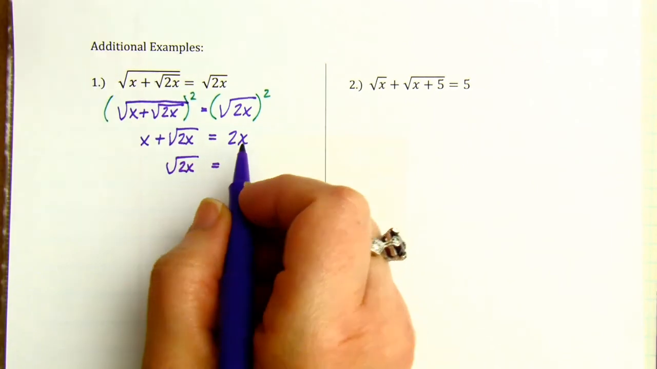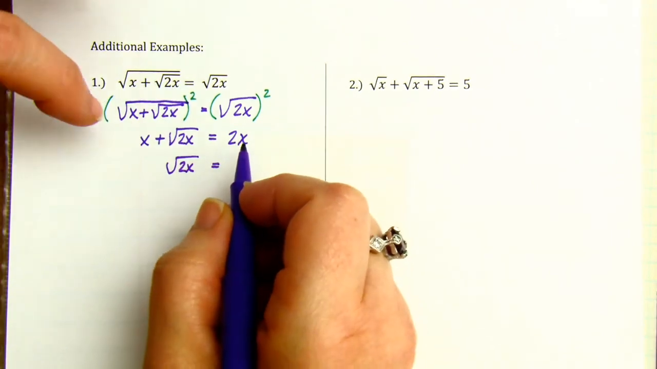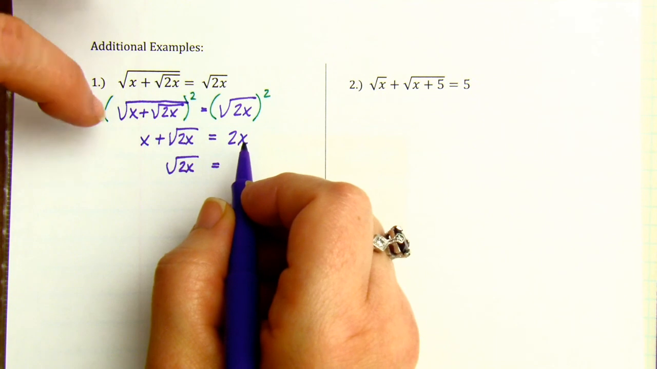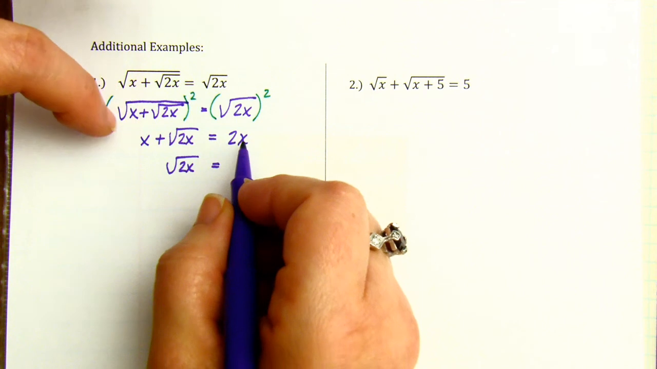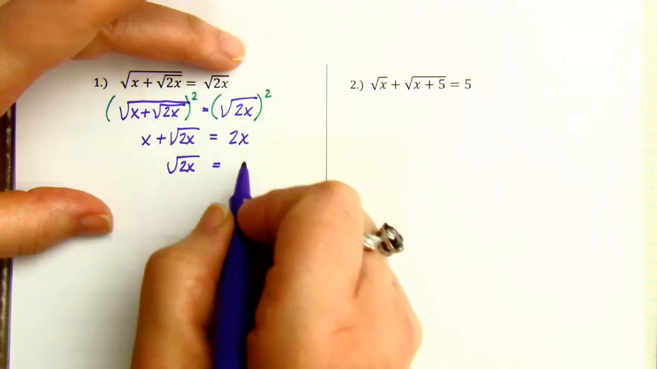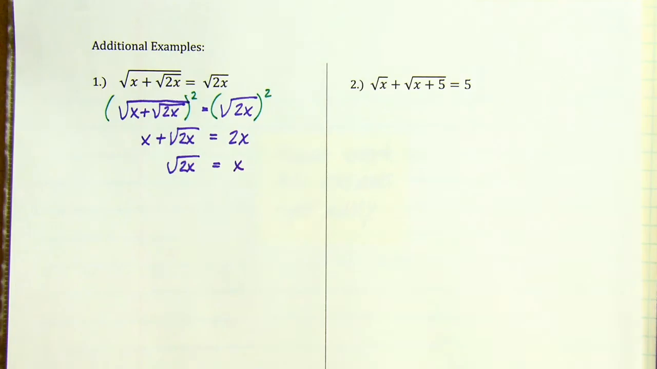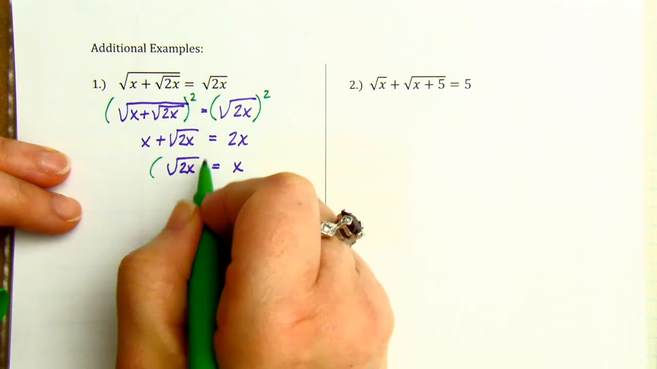Folks, if you're not going to write all the steps down, it's fine, but then you need to have a dialogue in your head so that you know you subtract. I'll get students that add these. You can't add them. You're subtracting x. So 2x minus x is 1x. Now I'm ready to square both sides again.